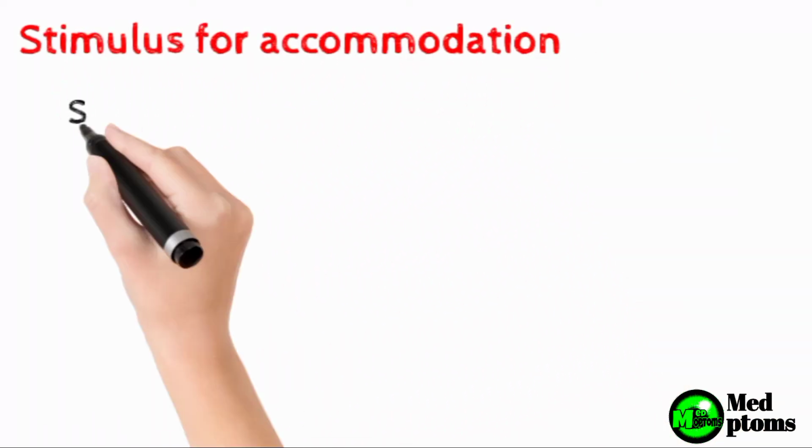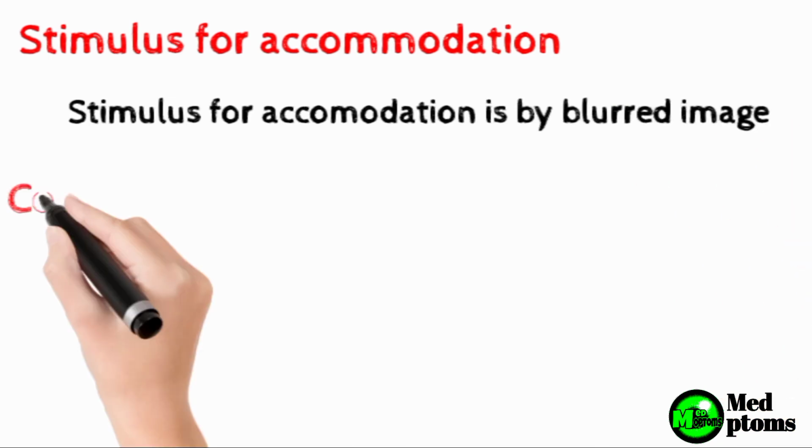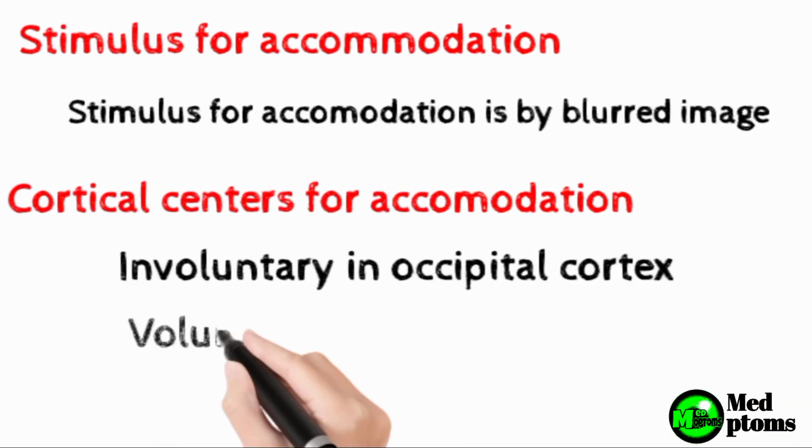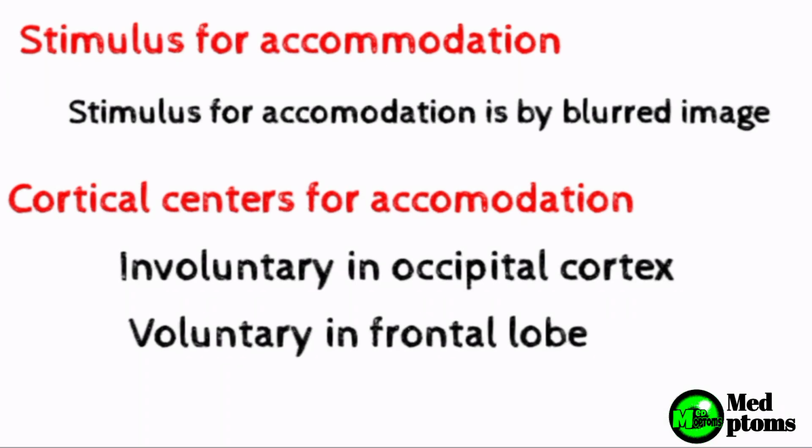Next, stimulus for accommodation. The stimulus for accommodation will be controlled by cortical centers present in the brain. At the cortical centers, involuntary stimuli are relayed in the occipital cortex and voluntary stimuli are relayed in the frontal lobe.